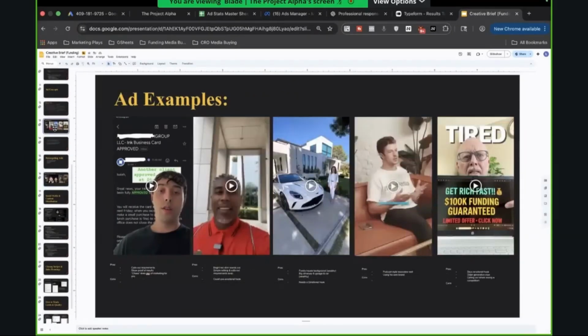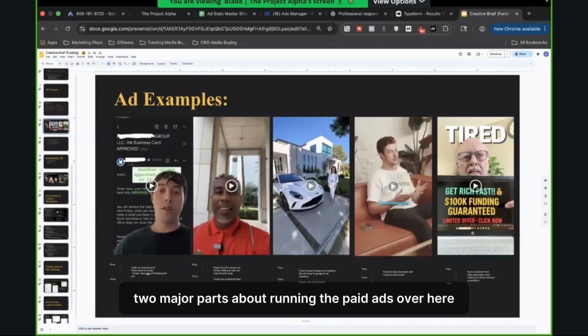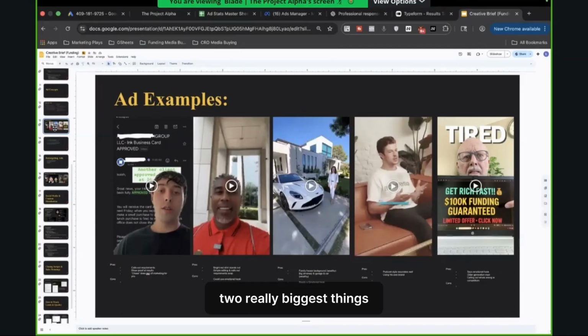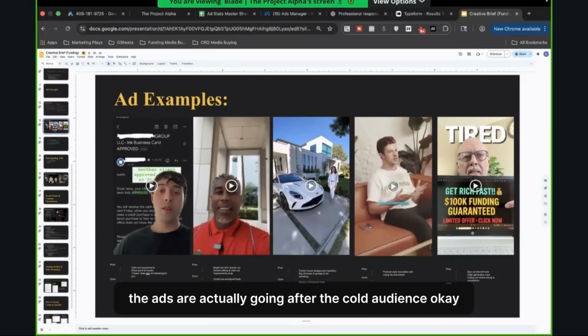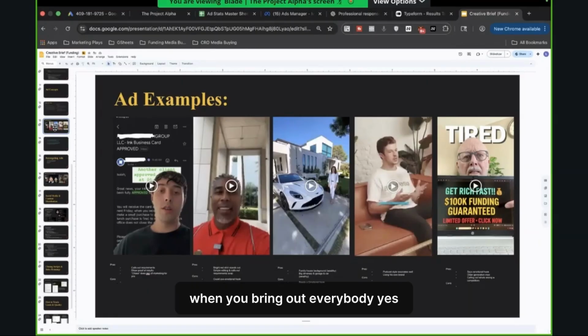So there's really 2 major parts about running the paid ads over here. The first thing is just the ads that are actually going after the cold audience. We could just send out ads to everybody and bring everybody in. But what ends up happening is when you bring in everybody, yes, you do have a cheap cost per lead, but you have to spend a whole lot of time on the back end qualifying everybody, reaching out to everybody, calling up everybody, only to find that it's just a lot of cheap leads and you're spending a lot of resources qualifying and finding the right type of person to actually work with.